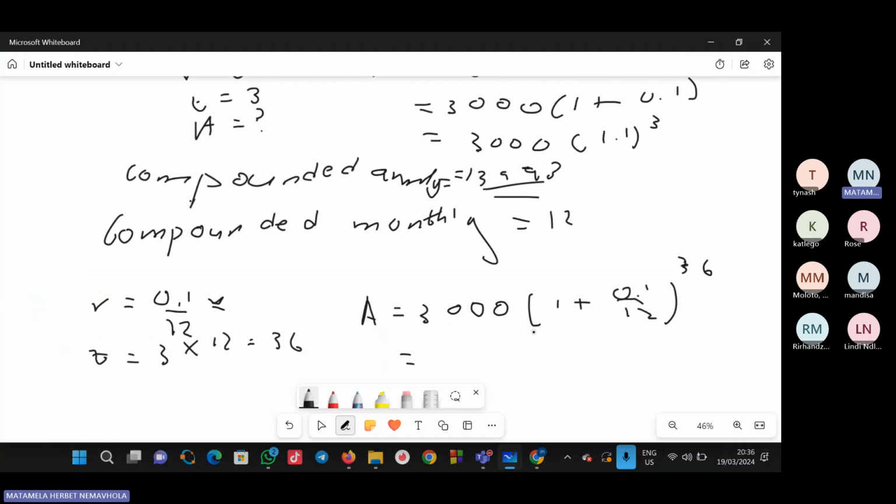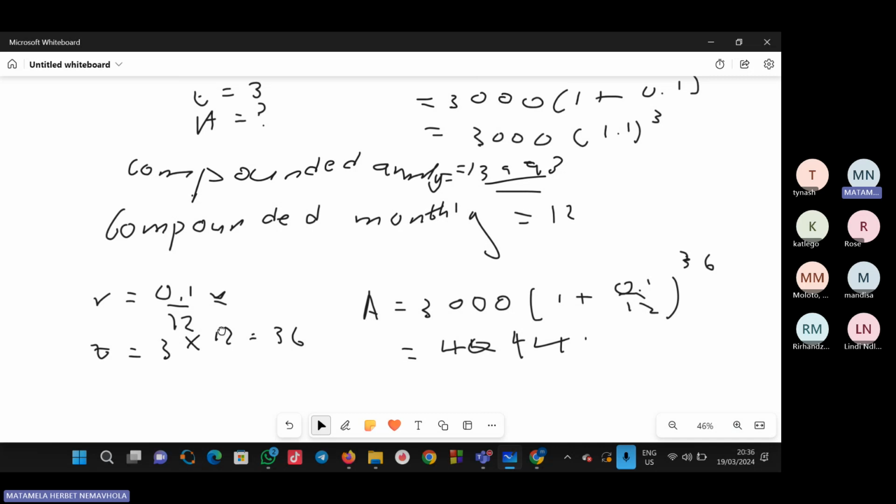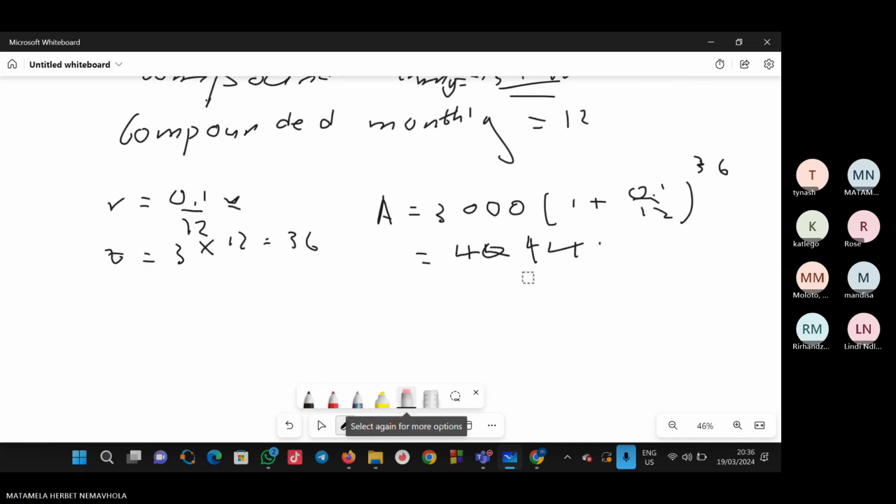So it's 4,444 point. Okay, I'm not writing it properly. Let me erase. It's 4,044.54. So we have calculated that when it's compounded monthly.